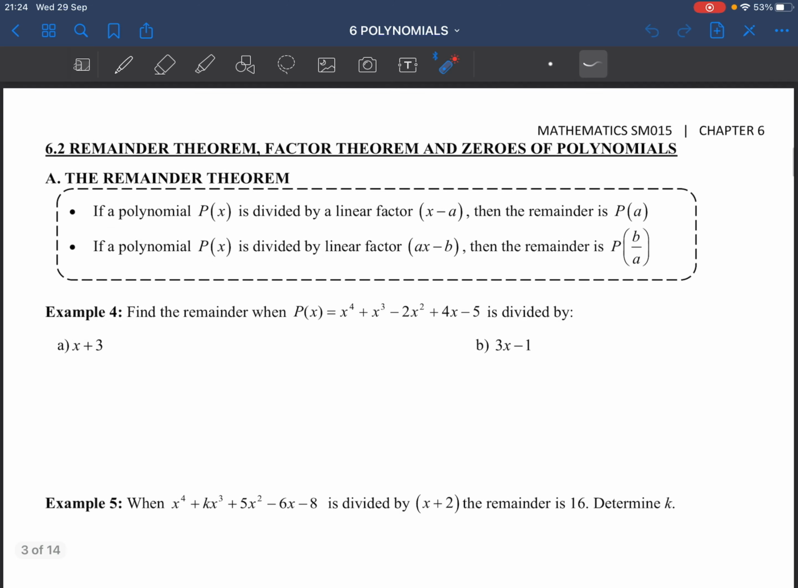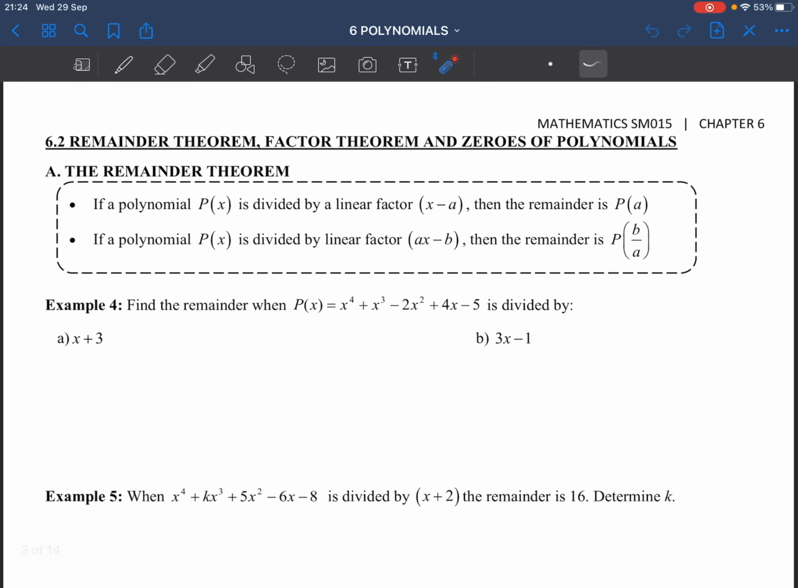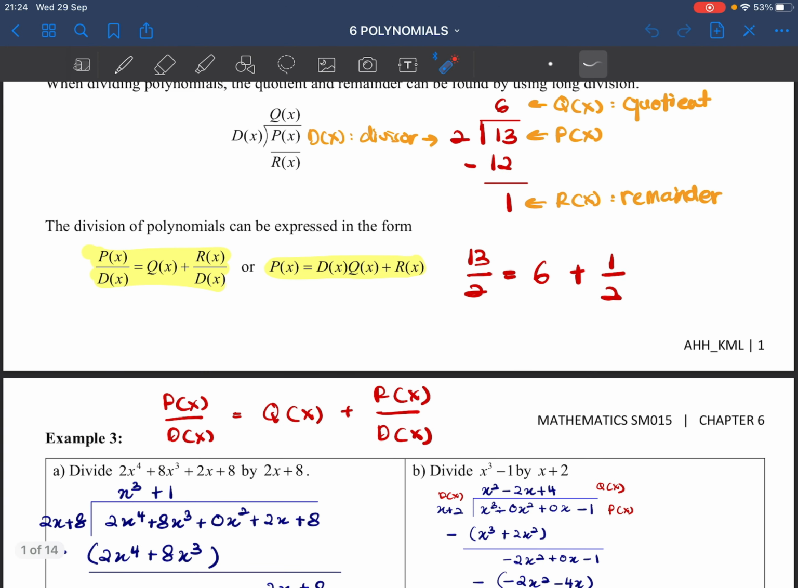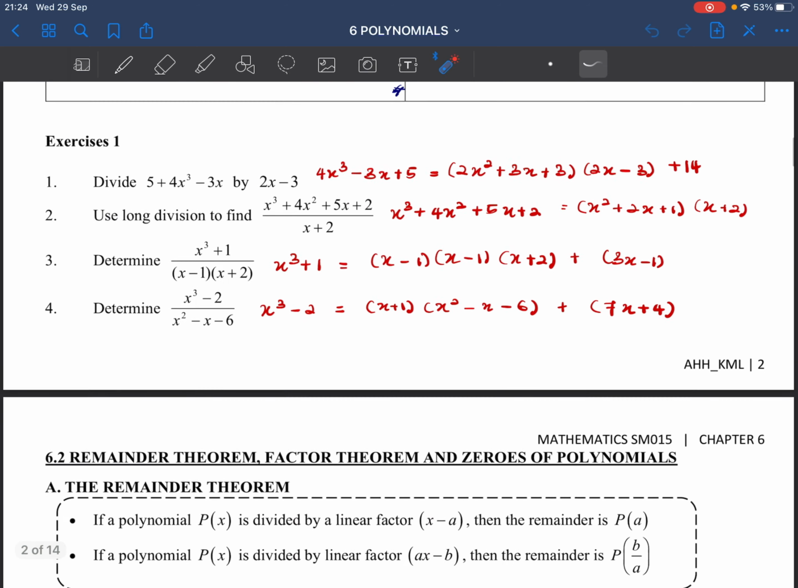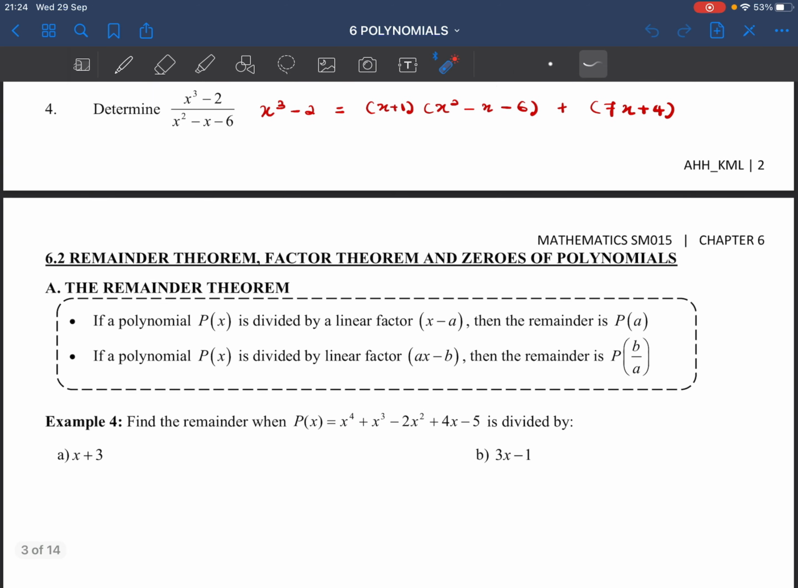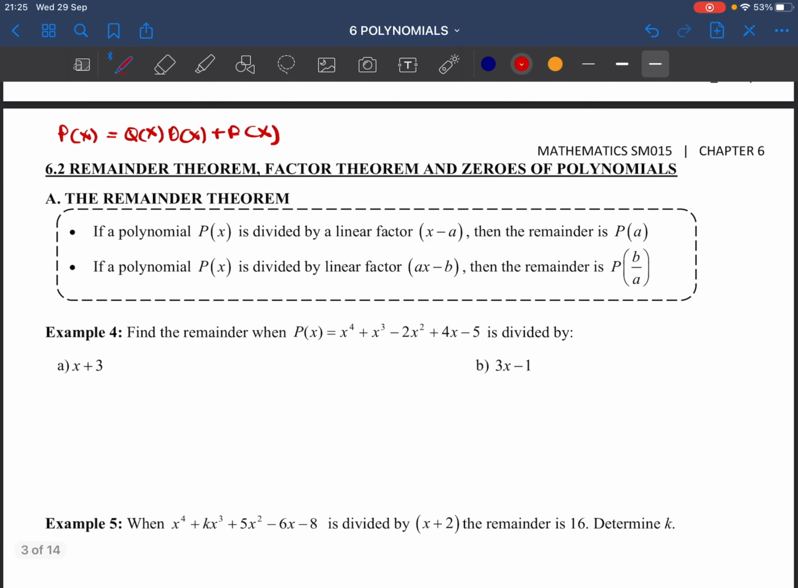So now let's see. We have subtopic 6.2, remainder theorem. So what is the remainder theorem? Back to what we have already learned from long division, this is how we express our polynomial. There are two ways. Let's see this part: P(x) equals D(x) Q(x) plus R(x). You should already know what Q(x), R(x), and D(x) are. So now let's write that expression again: P(x) equals Q(x) D(x) plus R(x). Remember this.